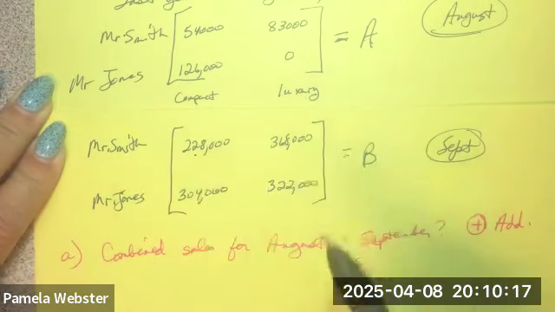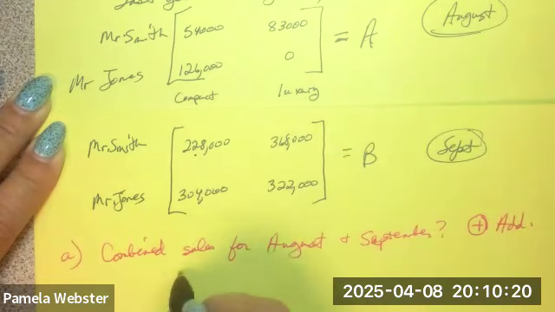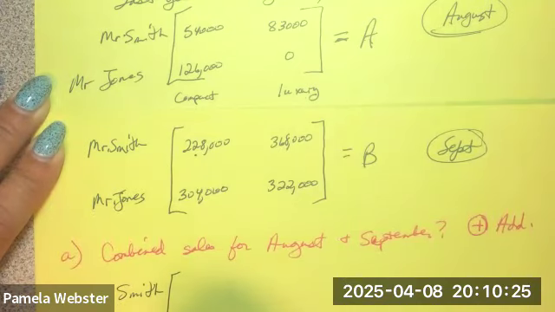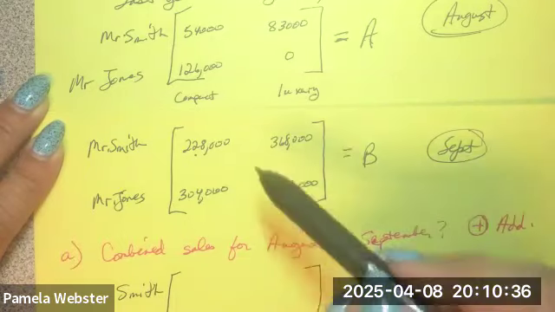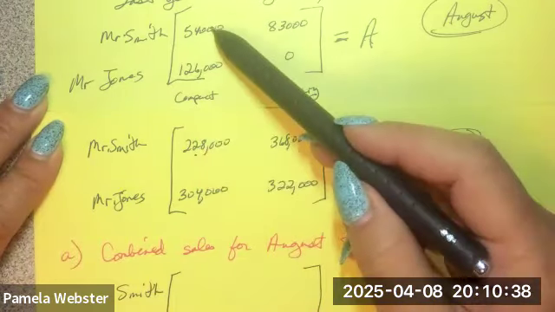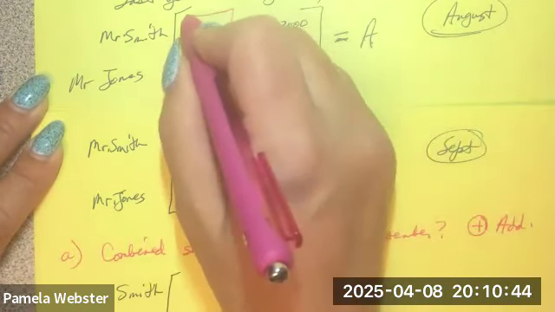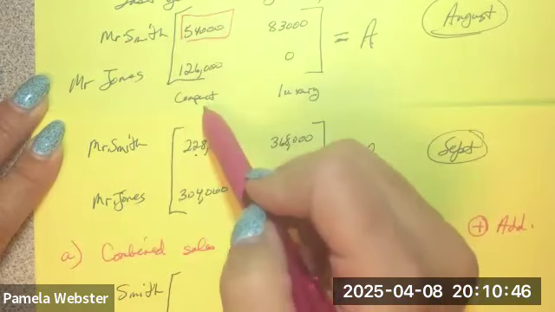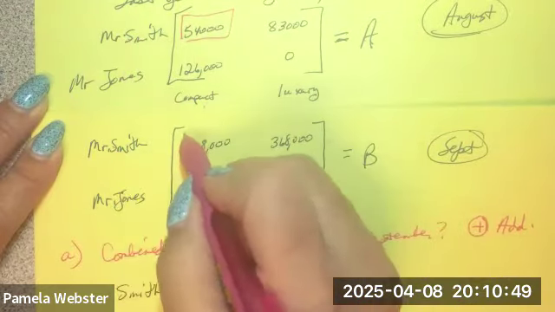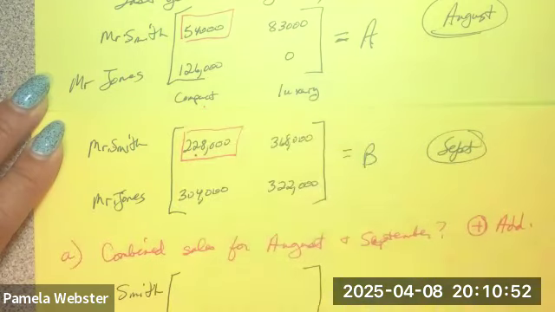I'm going to keep everything in the same placement. The top row is still going to be Mr. Smith. The second row is still going to be Mr. Jones. The first column is still compact. The second column still represents luxury. It's important that we do that because when I'm adding, if I go first row, first column, what does that represent? Mr. Smith's compact cars, right? This matrix, first row, first column, also Mr. Smith's compact cars. It's just another month.